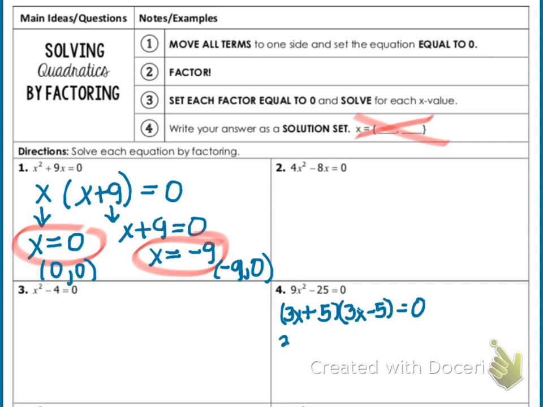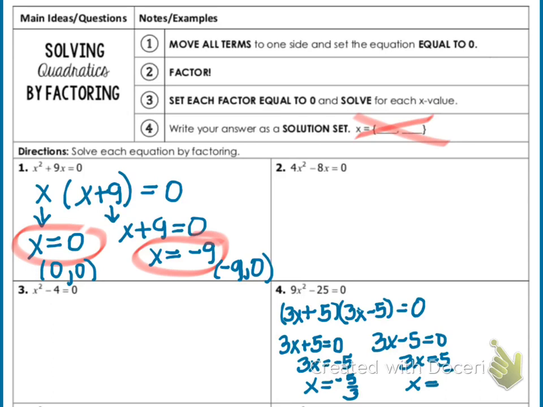So then if we set each of these factors equal to 0, setting 3x plus 5 equal to 0, in order to find out what x is, I would have to subtract 5, which would give me 3x equals negative 5, and then divide by 3, which leaves me with x equals negative 5/3, or negative 1 2/3. Doing the same thing with the other factor, 3x minus 5 equals 0, we'd add 5 instead to both sides and divide by 3, which gives us x equals 5/3.